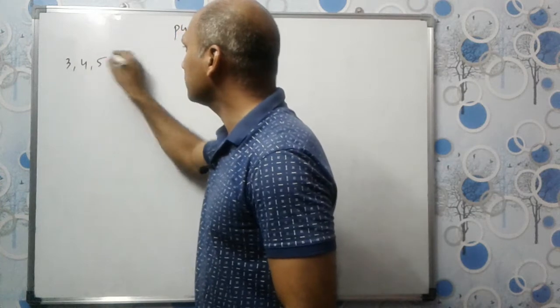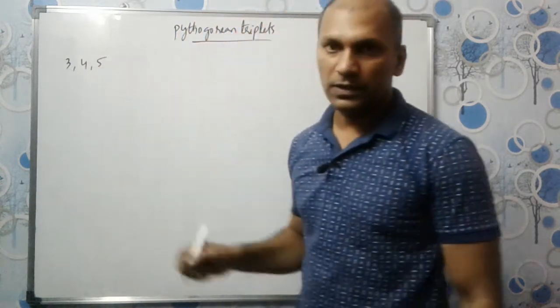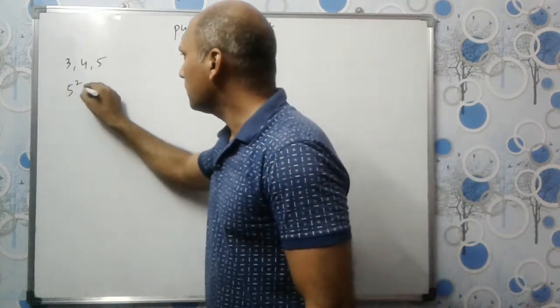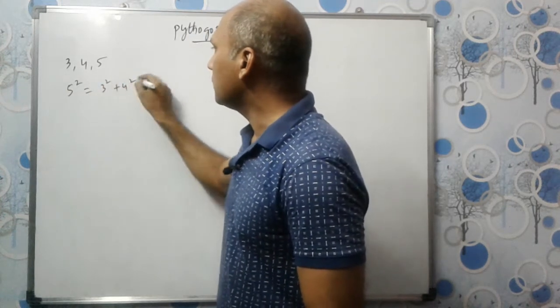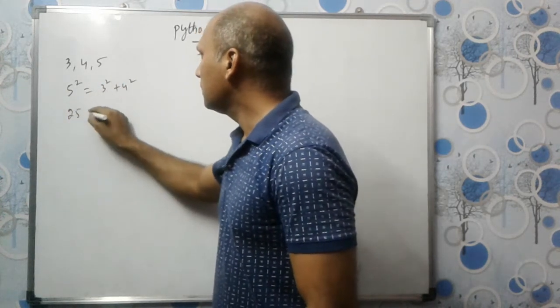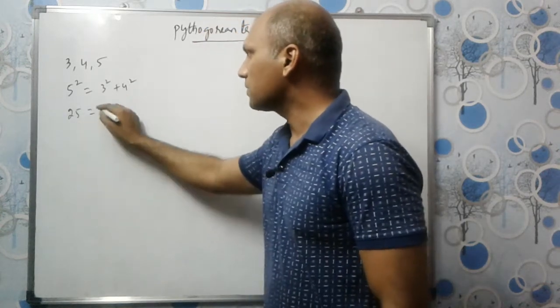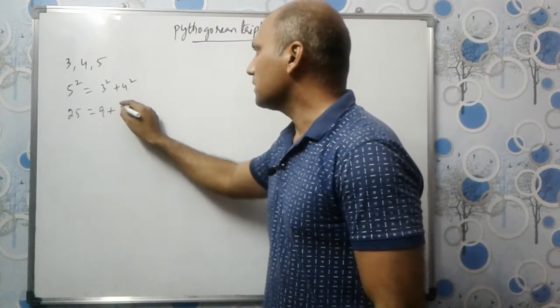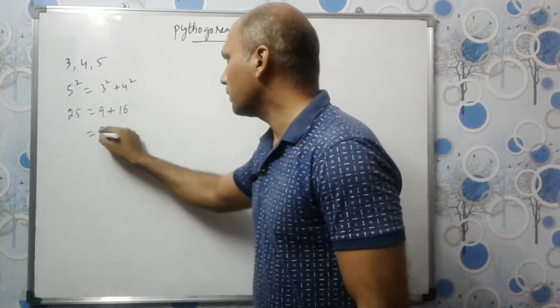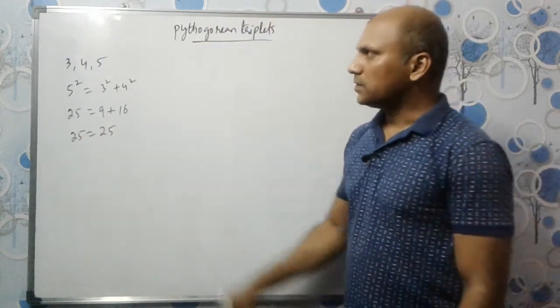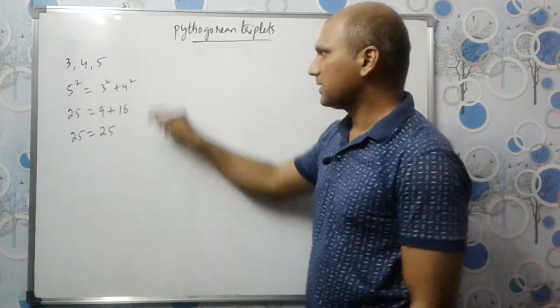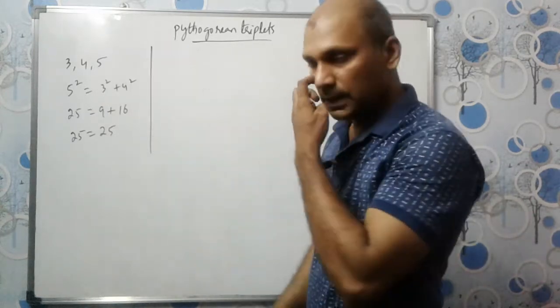3, 4, 5. These are Pythagorean triplets because the longest side, the hypotenuse, squared is equal to 3 square plus 4 square. So 5 square is 25, 3 square is 9, 4 square is 16. So 25 is equal to 25. So are these 3 Pythagorean triplets? Yes, they are Pythagorean triplets.